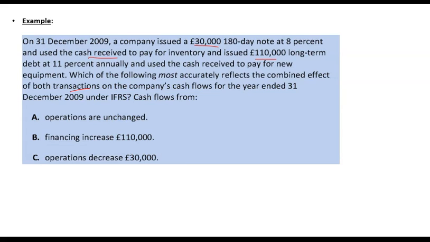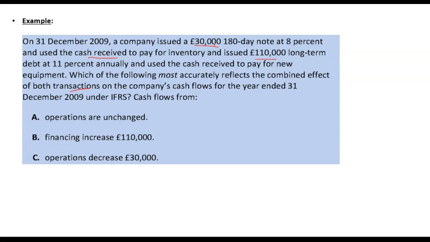There are two transactions. कंपनी ने दोनों transactions में एक लोन लिया है. एक ट्रांजैक्शन में जो लोन लिया था वो इन्वेंट्री के लिए यूज करा, और एक ट्रांजैक्शन में जो लोन लिया है वो इक्विपमेंट की परचेज के लिए यूज करा. So what will be the impact on overall cash flow statement?